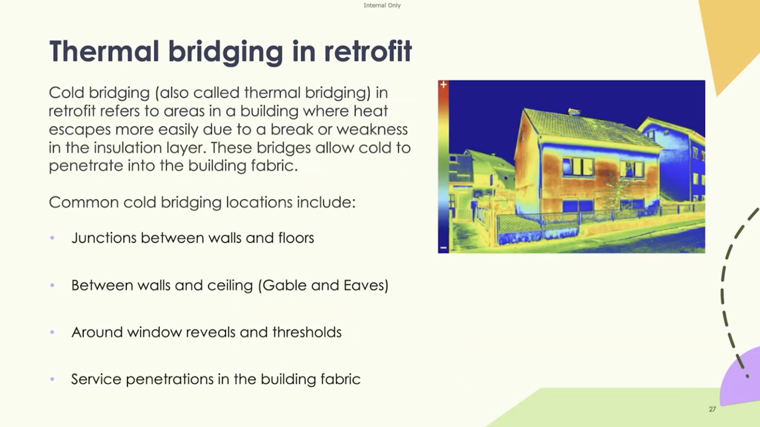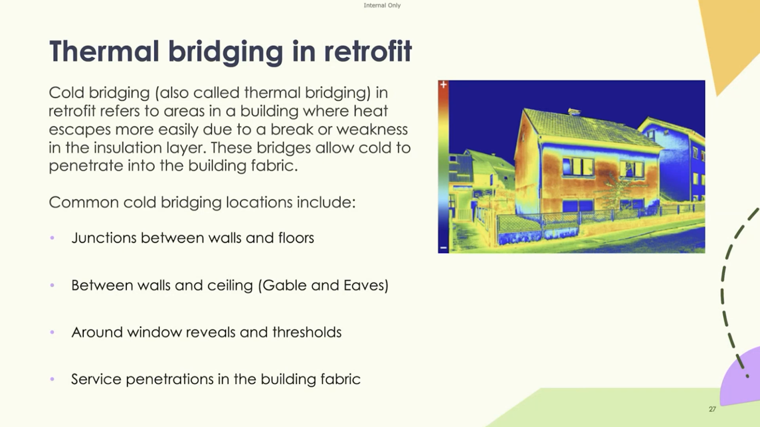But another key thing to consider when looking at retrofit and insulation is also thermal bridging. So U values tend to account for other fabric elements such as walls, roofs, doors and windows, which account for around 70% of heat loss of a typical building, with the remaining 30% coming from thermal bridges in construction. Which is often called a thermal bridge or cold bridging. And in retrofit, this refers to areas in a building where heat escapes more easily due to a break or weakness in the insulation layer. And these bridges allow cold to penetrate into the building fabric.